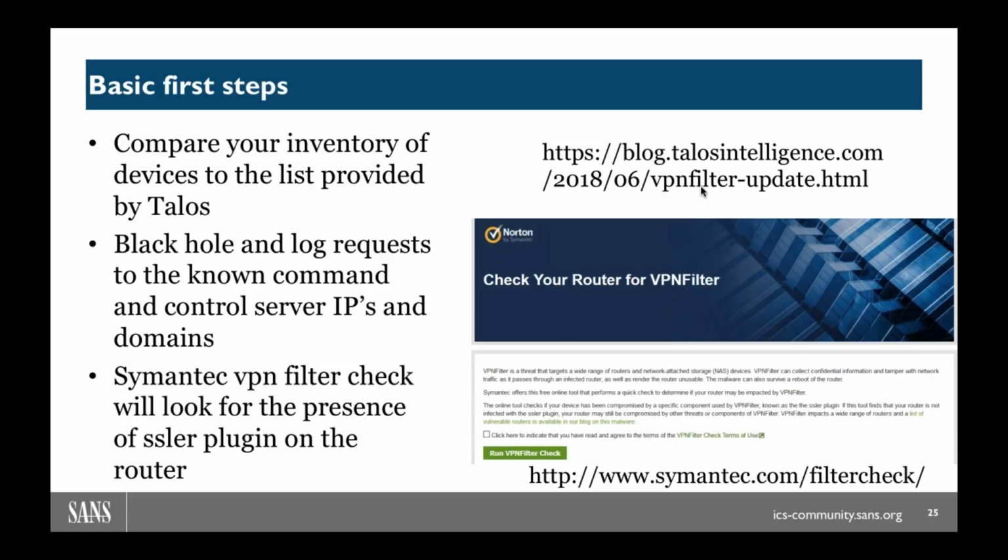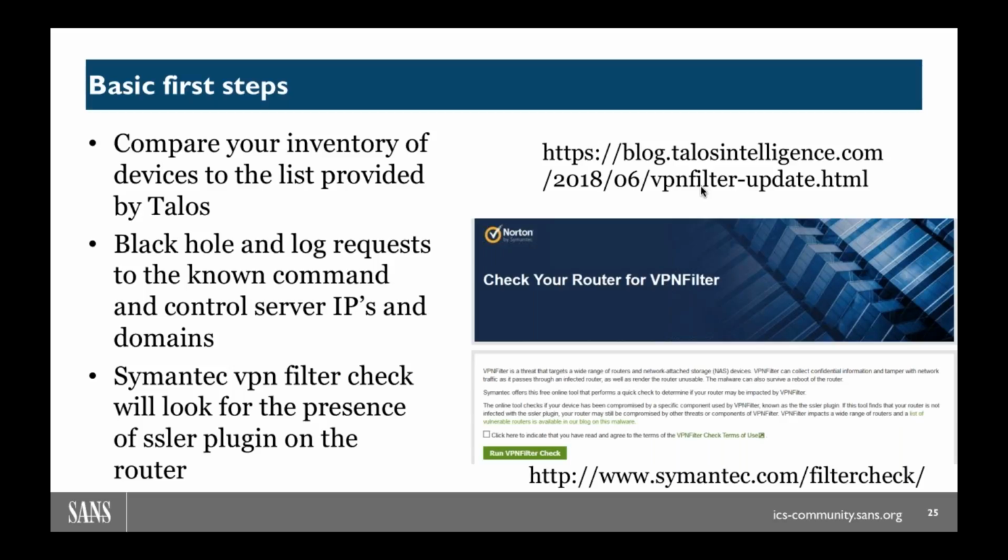So from a first steps perspective, we'll go through three steps here pretty quickly. Definitely know your assets. Compare your inventory of your internet-facing devices with the lists of known vulnerable devices that have been published. Next, if you have the ability to black hole and log any of the known command and control IP addresses that have been provided in the indicators of compromise, definitely block those and look to see if your environment is currently impacted.